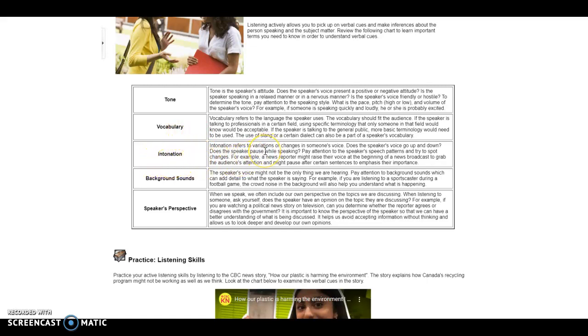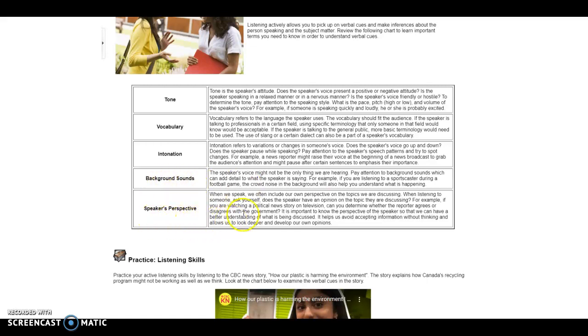Intonation is the variations and changes in the person's voice. So when they're speaking, when does their voice go up and when does it go down? When do they choose to pause? There's reasons that they're doing that. If they're pausing or if they're raising their voice, they're probably trying to get you to pay attention to something specific. Background sounds. Usually when we're listening to someone speak, there's often noise in the background or something going on in the background, and that can play into what's being said and add context and detail to what you're listening to. So you want to pay attention to background sounds.